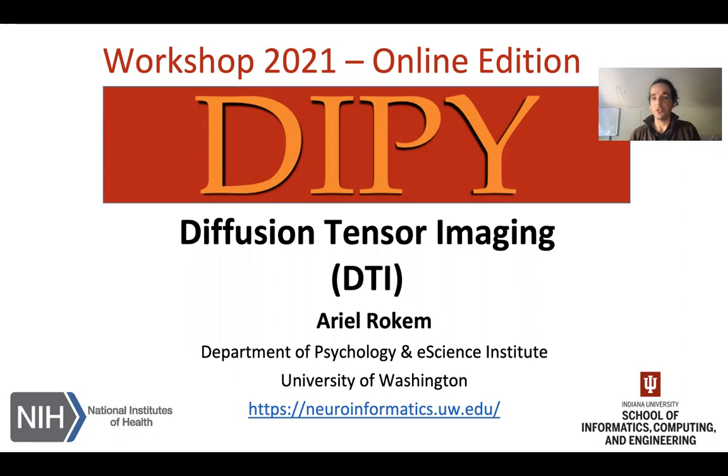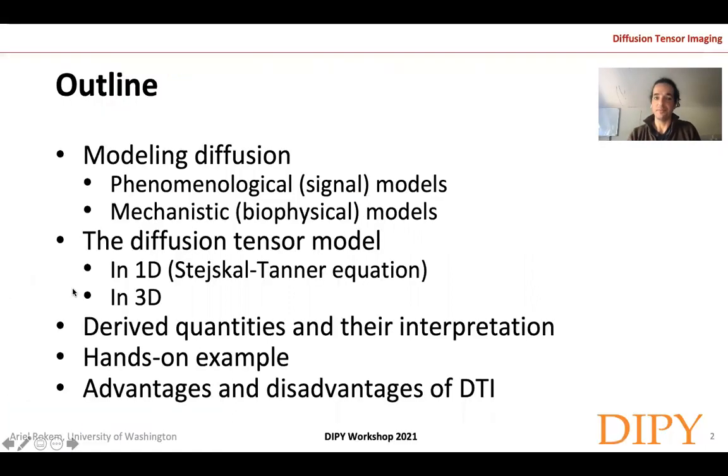And in this video, I'll tell you a little bit about diffusion tensor imaging in DIPY and more generally about diffusion tensor imaging and modeling of diffusion data. So I'll start by defining what we talk about when we talk about models of diffusion. I'll make a distinction between two different kinds of models, phenomenological models and mechanistic models. And then I'll focus in on the diffusion tensor model, which is a classical model of diffusion.